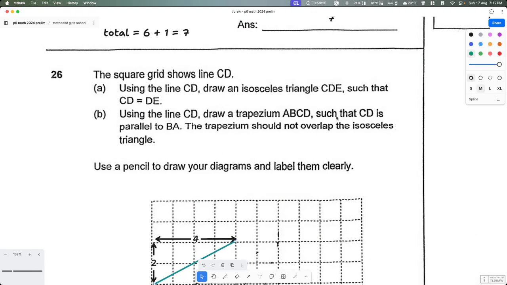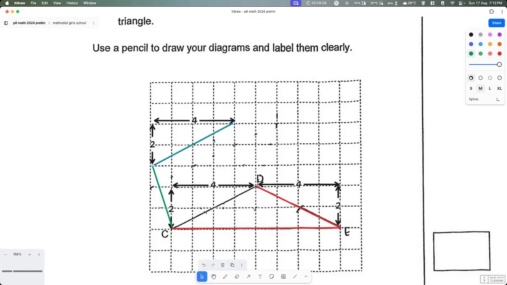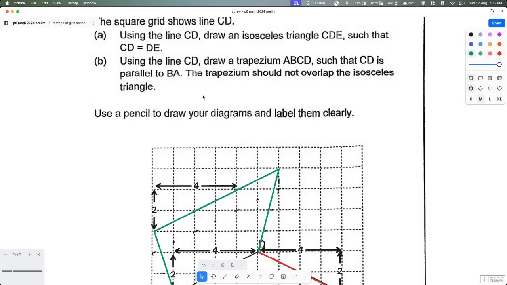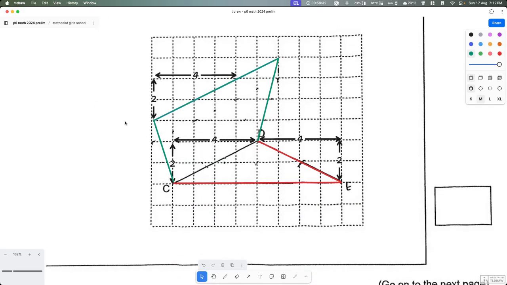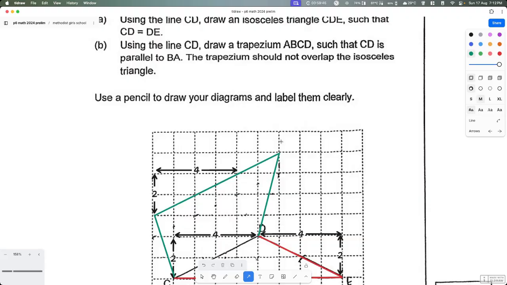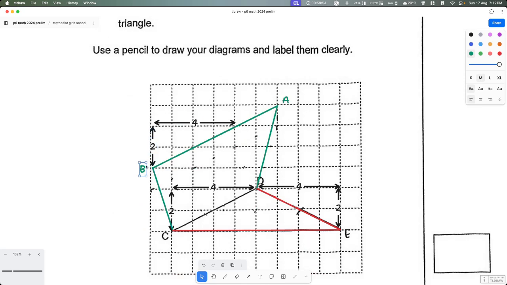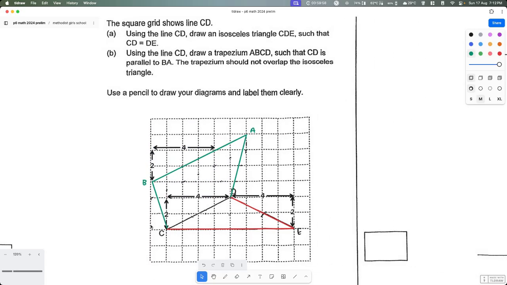So draw trapezium such that CD is parallel to BA, should not overlap. So yeah, then you can just draw as long as you want, and then from any point, you just draw like this. Okay? So this will be A B C D. So A is here, and then B is here. Okay, put like this. Right, so you just make sure that whatever point you put at, make sure it's 2 and 4, and it's always parallel in this case over here. All right, there you go.